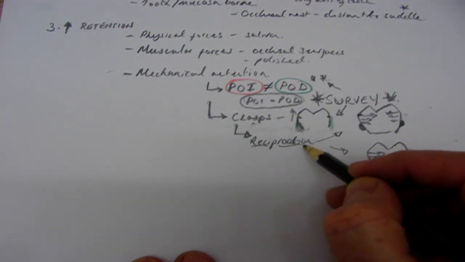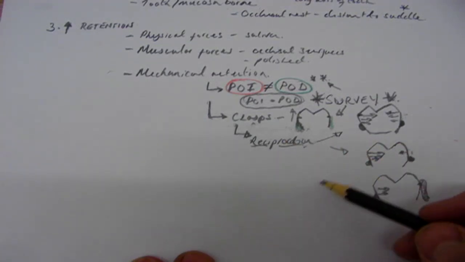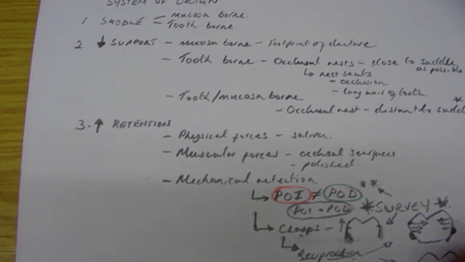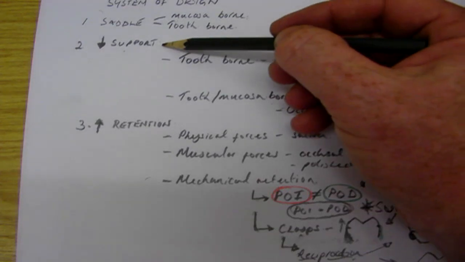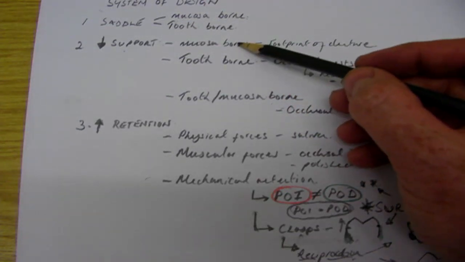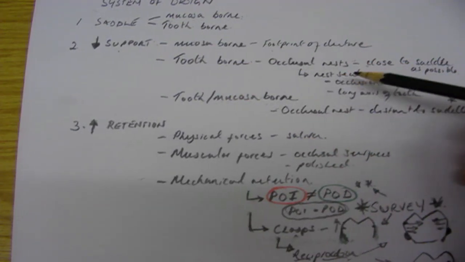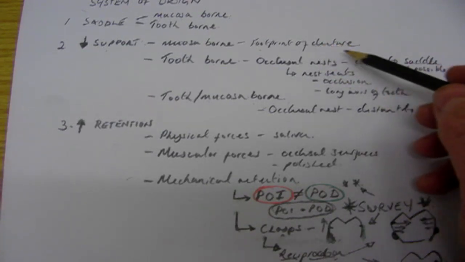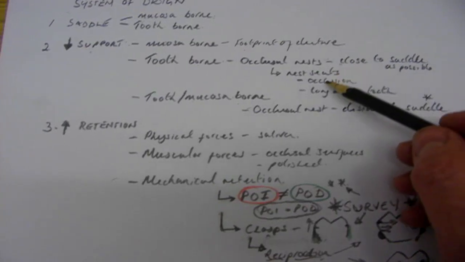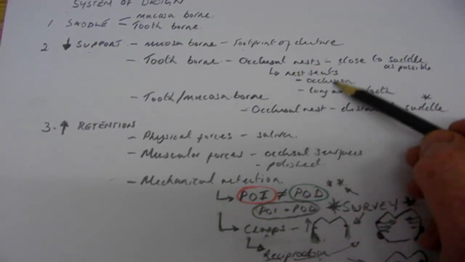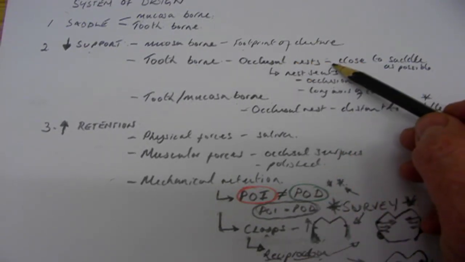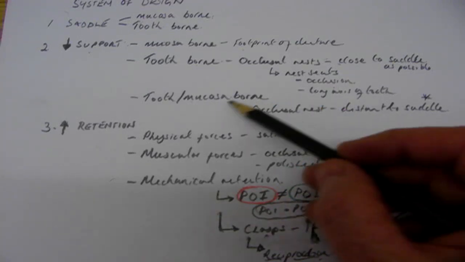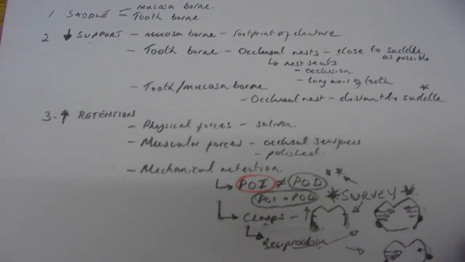Okay, so that's reciprocation, an important part of your design. So now we've looked at the saddle area, looked at support, whether it's going to be mucosa borne, tooth borne, or a combination of the two, designed the footprint of the denture if it's mucosa borne, or considered the footprint of the denture, provision of occlusal rests if we're going to have a purely tooth borne denture, and provision of occlusal rests if we've got a combination. We'll come back to that as we said.